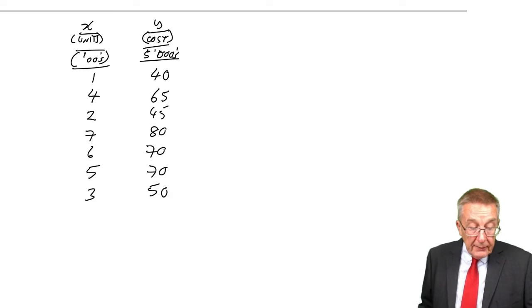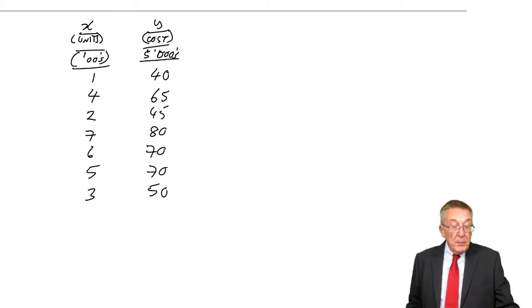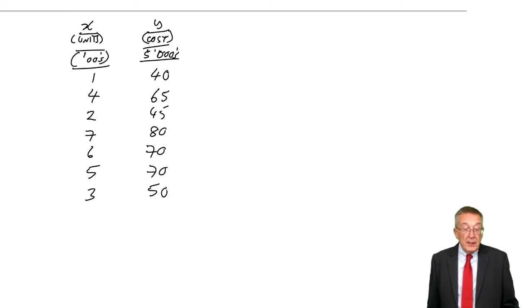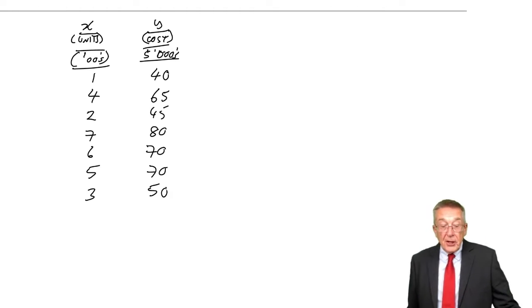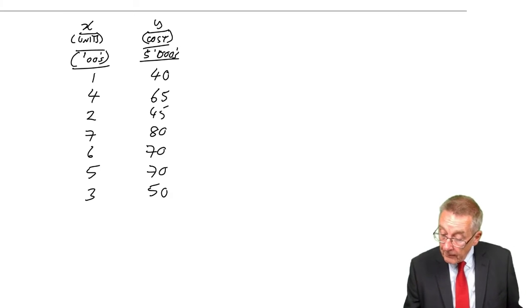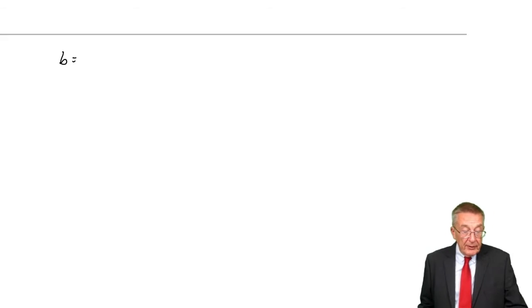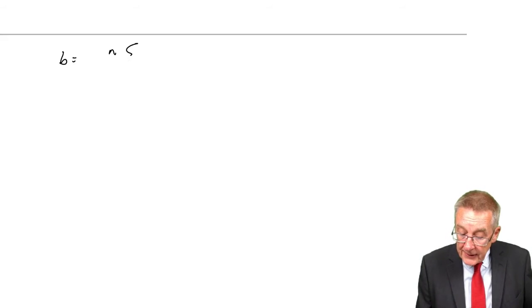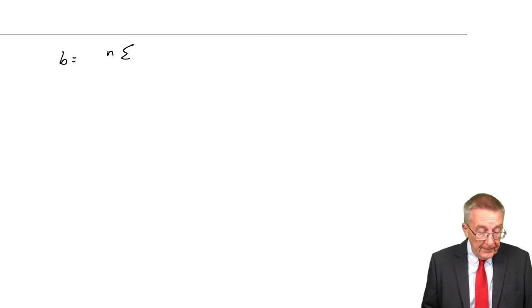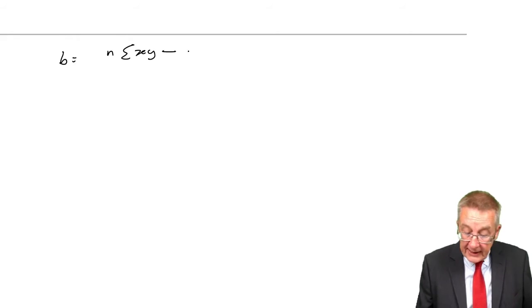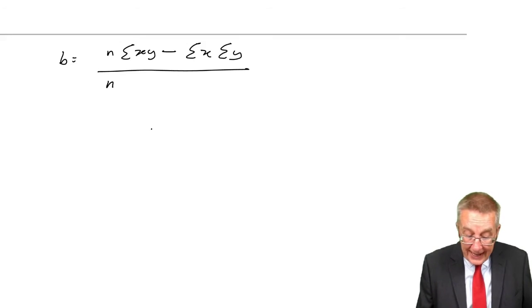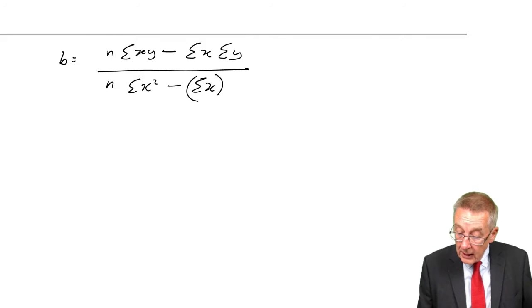All right, now look back at that formula. There's a formula for B, a formula for A, and if you notice, the formula for A has B in it. So we have to do B first. And the formula for B, you've got it in front of you, but if I write it down, it's N, this symbol is called sigma, xy, minus sigma x, sigma y, divided by N, sigma x squared, minus sigma x, all squared.